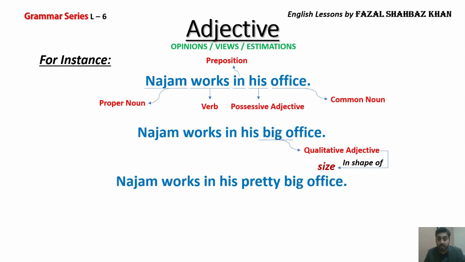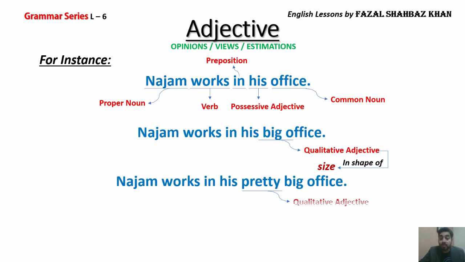Now it's time to add another thing in the same sentence. Let me read the sentence again. Najam works in his pretty big office. Now the word pretty, if we talk about it separately, means beautiful or good looking in a different sense. But since we have added pretty here, in addition to his and specifically in addition to big, I would have this in a different sense altogether.